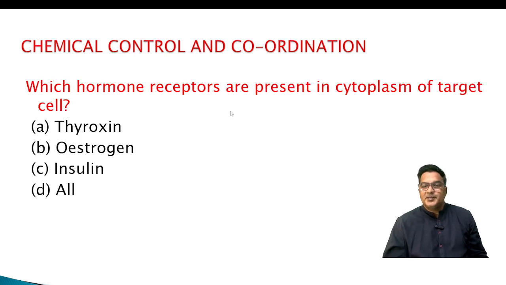Which hormone receptors are present in the cytoplasm of the target cell? Again, a similar kind of question: thyroxine, iodothyronine, we say, have intracellular receptors, not membrane-bound, present in the cytoplasm. Estrogen we see inside the nucleus, isn't it? Here it asked about the cytoplasm.